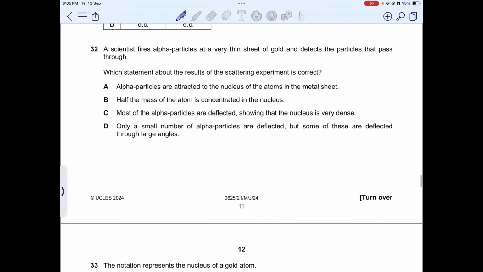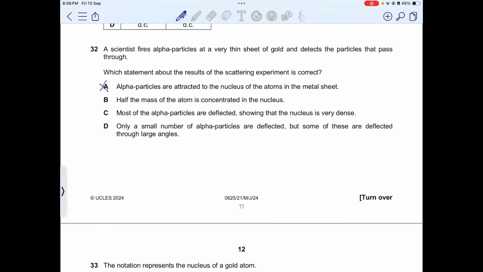A scientist fires alpha particles at a very thin sheet of gold and detects the particles that pass through. Which statement about the results of the scattering experiment is correct? Let's go through all the options. They're attracted to the nucleus in the metal sheet. Because alpha particles are positive and the nucleus is also positive, they're actually deflected from it.